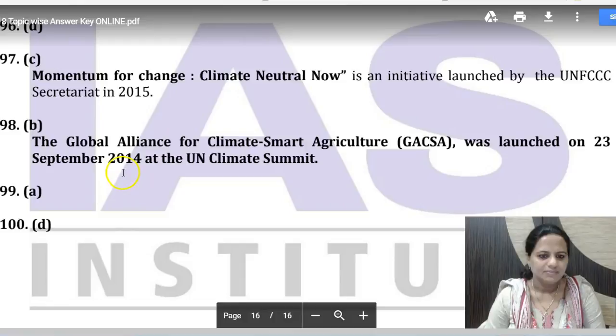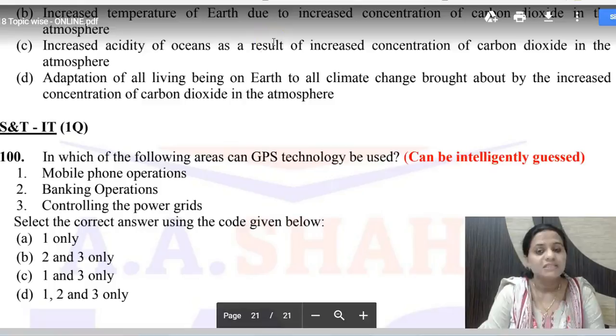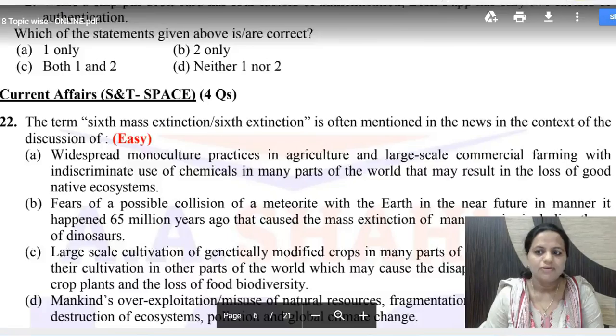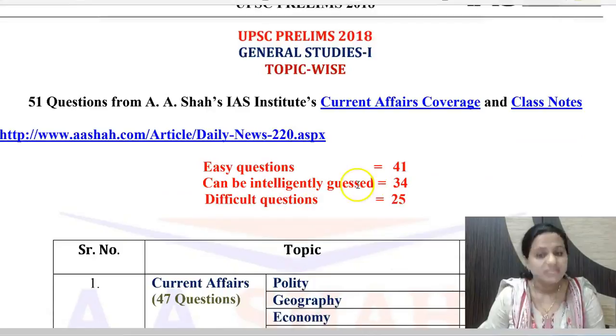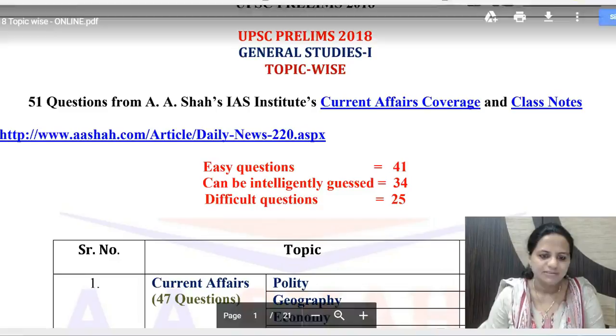So the analysis basically gives us the idea that current affairs is very important, not just for mains or interview, but also for prelims. And current affairs becomes the crux of your entire preparation. So please prepare well, and best of luck for all those who are preparing for mains, and also for those who have started preparation and are going to prepare for prelims 2019. It is very important that you analyze the question paper so that you can prepare well for your examination. Thank you so much.